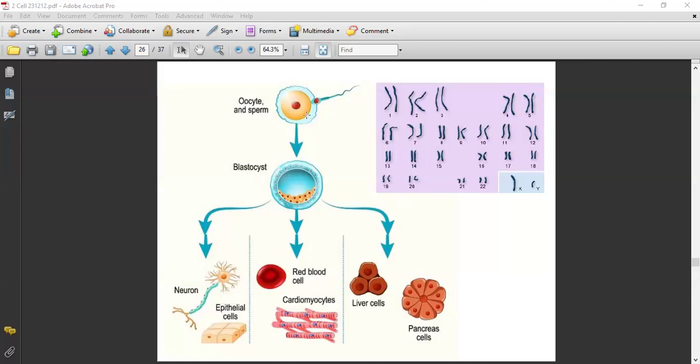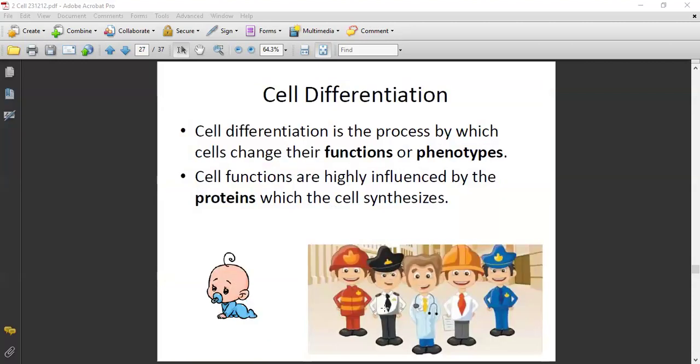Otherwise, every cell will be the same, right? They are so different, just like human, right? In our society, different person produce different function. You have your calling, you produce different products, cell produce different proteins.